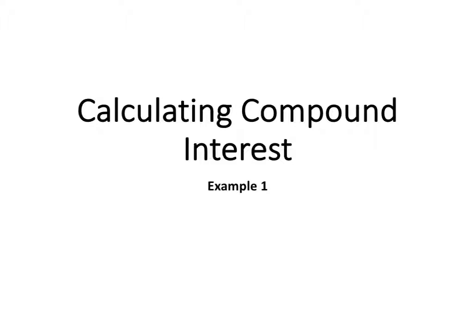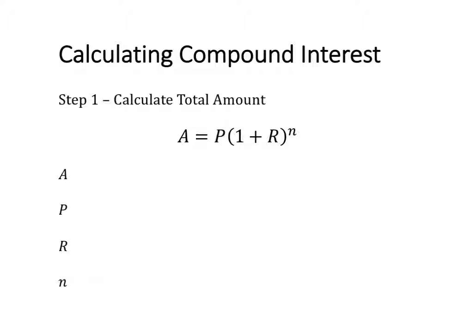In this video, we're going to have a look at how we calculate compound interest. When calculating compound interest, to get the interest amount, there are really two steps that we need to do. The first step is to calculate the total amount, including the original principal plus the interest. To do that, we use the formula A = P(1 + R)^N. So let's have a look at what each of those components represents.